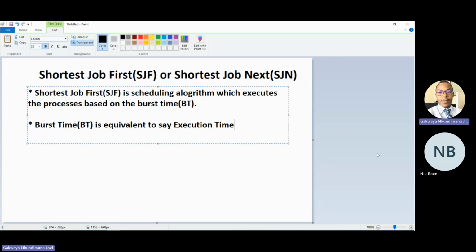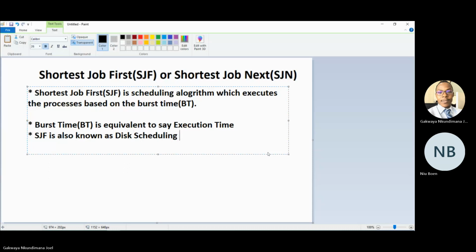So one more point to understand in this burst time, shortest job first. It is also known as a disk scheduling algorithm. Why this? Because in an operating system, there are different layers.